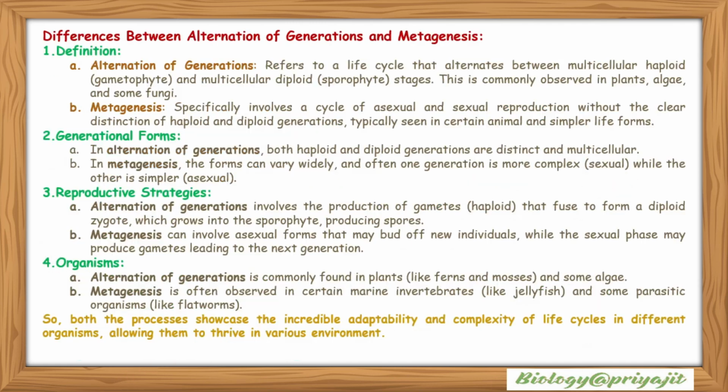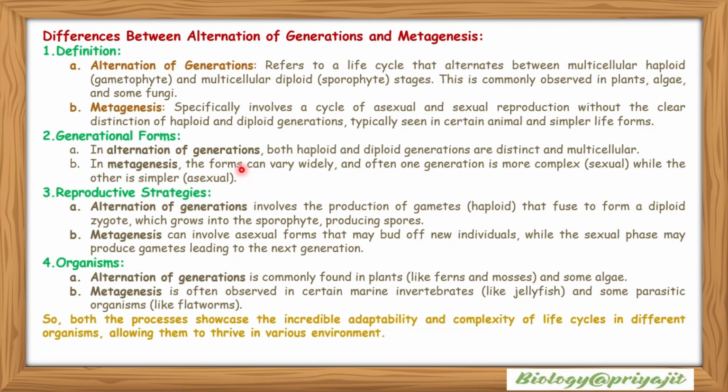Now we need to know what the differences are between alternation of generations and metagenesis. First of all, the definition: alternation of generations refers to a life cycle that alternates between a multicellular haploid or gametophyte and a multicellular diploid or sporophytic stage. This is commonly observed in plants like algae and some fungi. Metagenesis specifically involves a cycle of asexual and sexual reproduction without the clear distinction of haploid and diploid generations, typically found in certain animals and simpler life forms.